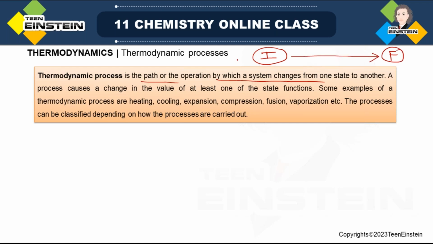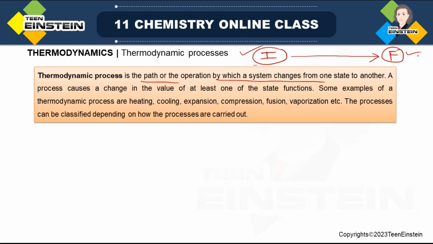This is obviously the system, and this is also the same system, but now you have done some changes, you have done some operation. So a thermodynamic process causes a change in the value of at least one of the state functions. Now what is a state function, a path function, that also we will read today. Right now just see, you have to bring change in at least one of the properties.